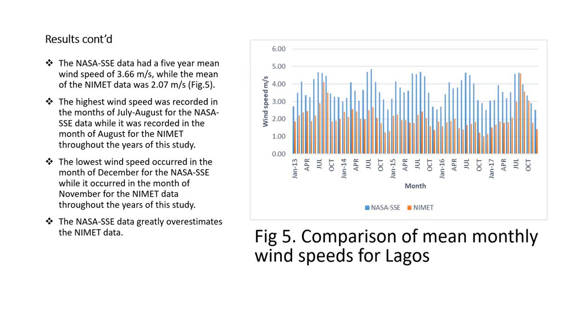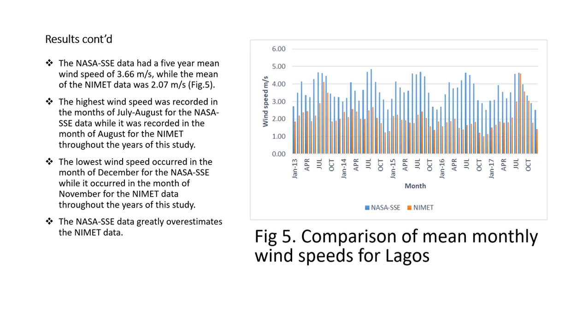Figure 5 shows the comparison of mean monthly wind speed for Lagos. The NASA-SSE data had a 5-year mean wind speed of 3.66 meters per second, while the mean of the NIMET data was 2.07 meters per second.